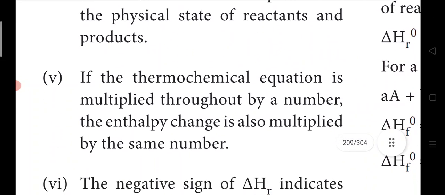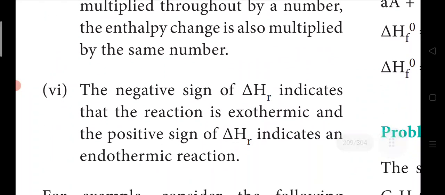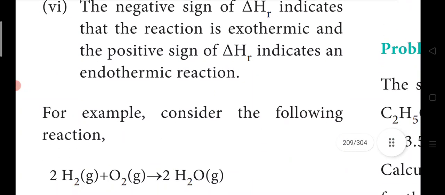If the thermochemical equation is multiplied throughout by a number, the enthalpy change is also multiplied by the same number. So if we multiply the equation by 2, then the delta H value should also be multiplied by 2, for example. The negative sign of delta H R indicates that the reaction is exothermic. So if we get a negative value for delta H R, then it is exothermic, and if it is positive, it indicates it is endothermic.